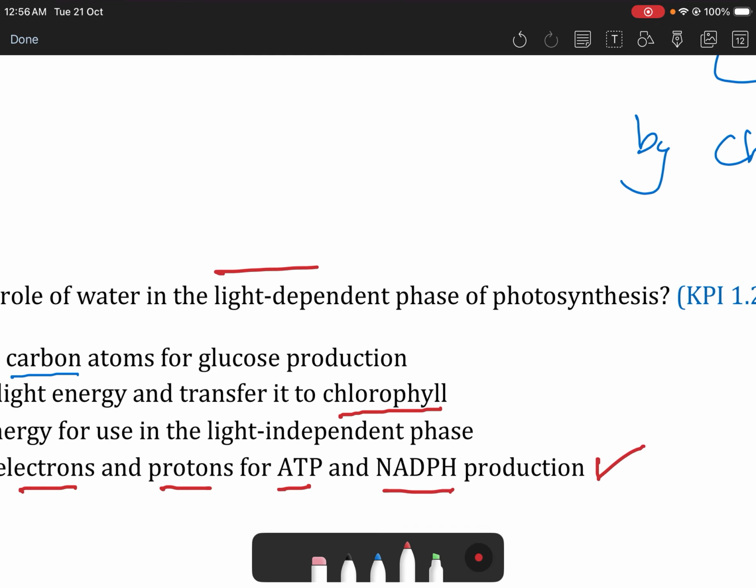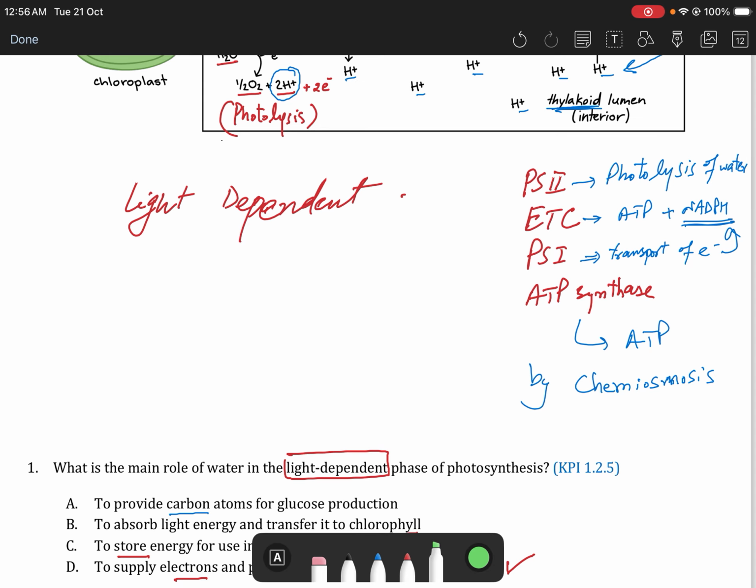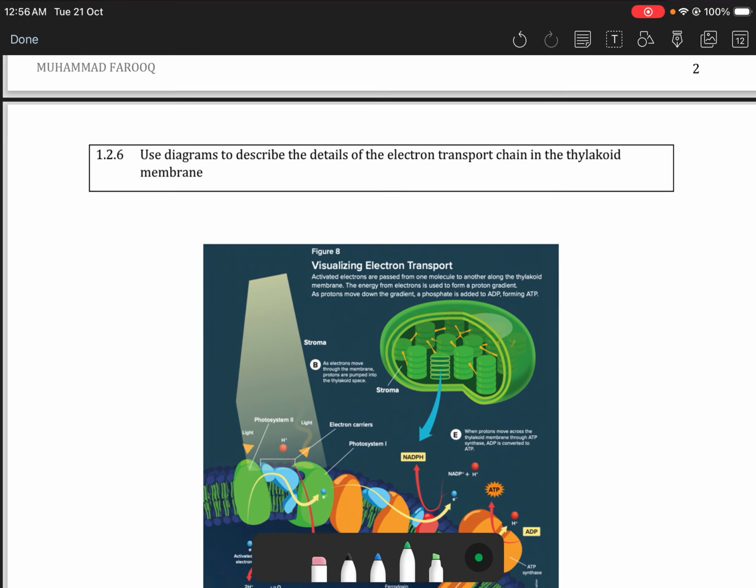So light dependent phase, as I told you, they help to produce what you can see over here, ATP. Okay, they help to produce ATP and NADPH after the movement of electrons and protons. So D is the answer.